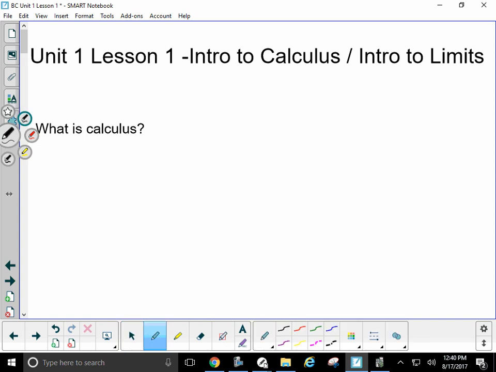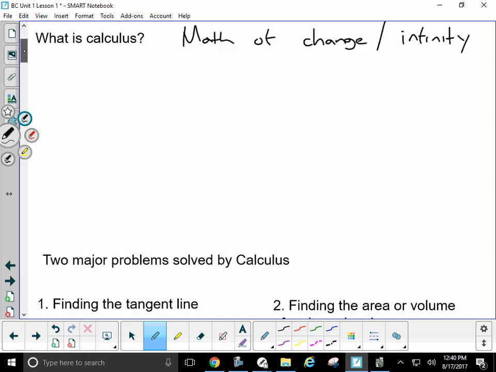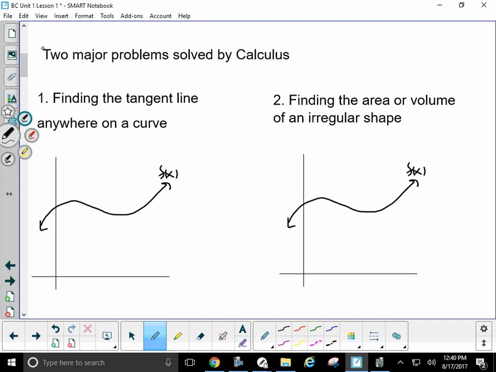So, first calculus lesson. What are you guys going to be learning? What is calculus? It is the math of change or the math of infinities. We'll be dealing with infinities a lot. Infinitesimals, infinitely small, and infinitely large things. And there are really three major problems that were solved by calculus.